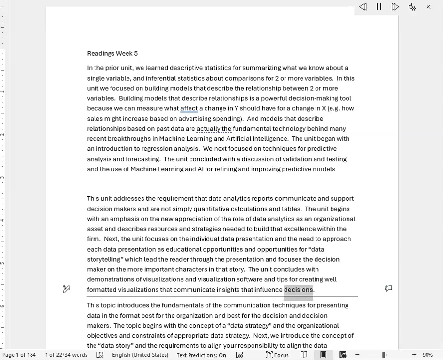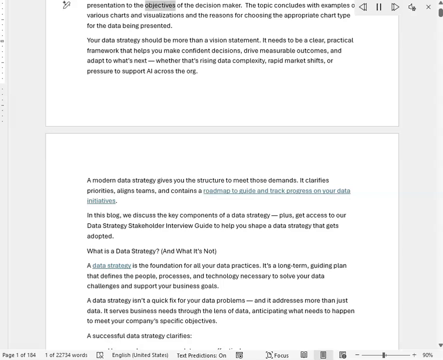This topic introduces the fundamentals of the communication techniques for presenting data in the format best for the organization and best for the decision and decision makers. The topic begins with the concept of a data strategy and the organizational objectives and constraints of appropriate data strategy. Next, we introduce the concept of the data story and the requirements to align your responsibility to align the data presentation to the objectives of the decision maker.